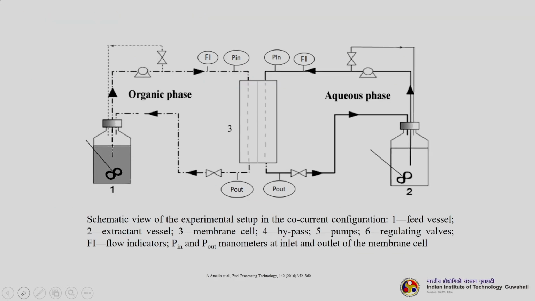So, this is the experimental setup in a co-current configuration. This is your feed vessel, this is your extraction vessel, this is your membrane. Then there are different types of bypass valves, pumps, regulating valves, flow indicators, and manometers at the inlet and outlet of the membrane cell.